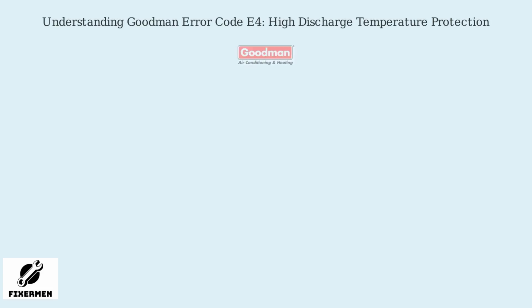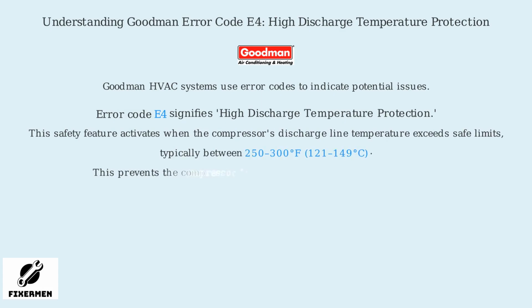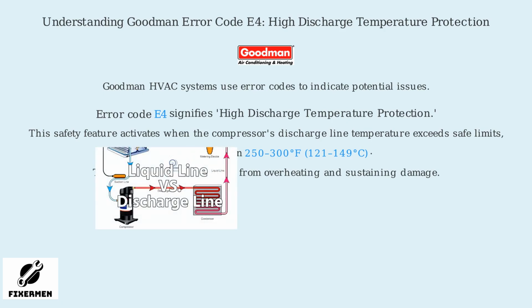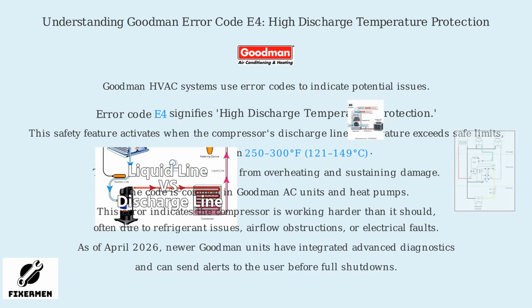Goodman HVAC systems use error codes to indicate potential issues. Error code E4 signifies high discharge temperature protection. This safety feature activates when the compressor's discharge line temperature exceeds safe limits, typically between 250 to 300 degrees Fahrenheit, 121 to 149 degrees Celsius. This prevents the compressor from overheating and sustaining damage. The code is common in Goodman AC units and heat pumps.